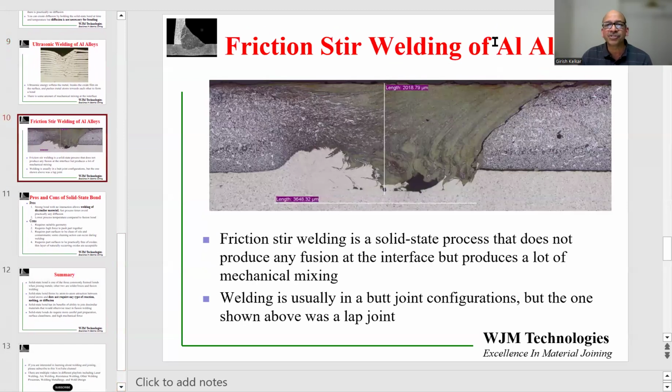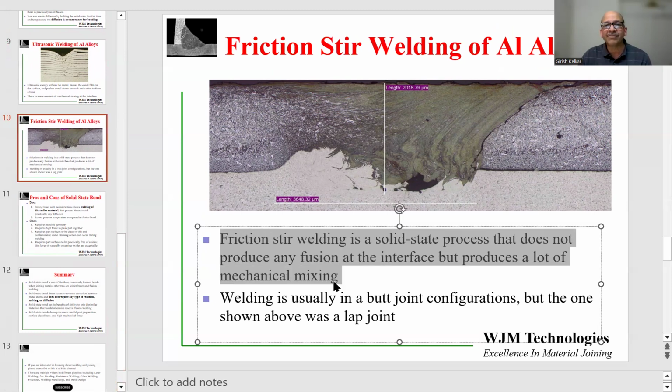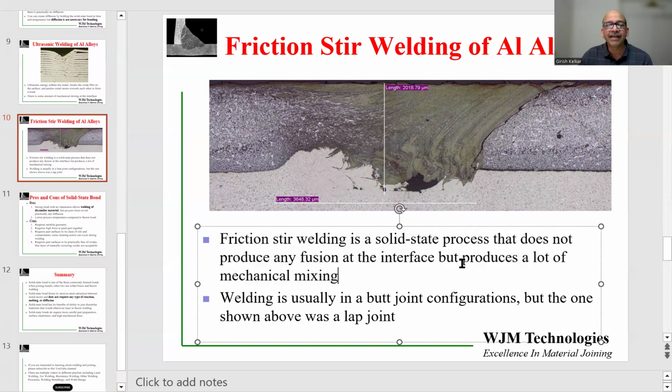For example, friction stir welding of aluminum alloys. When you do friction stir welding of aluminum alloys, you work without producing fusion, but you produce a lot of mechanical mixing. One of the key aspects of friction stir welding is the mechanical mixing. Friction welding itself does not produce much mixing at all, but friction stir welding produces a lot of mixing.